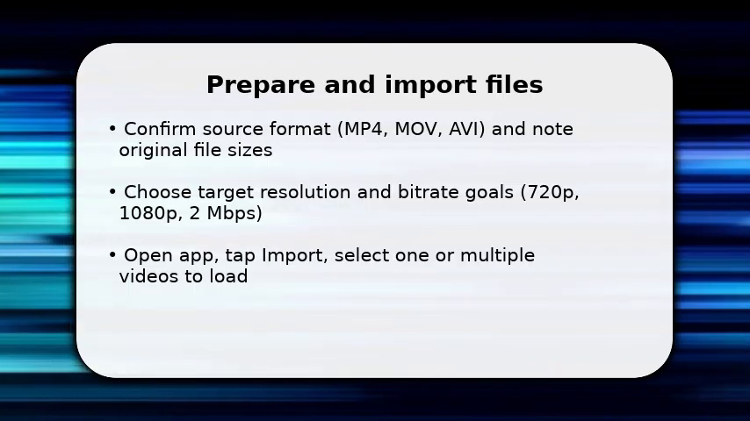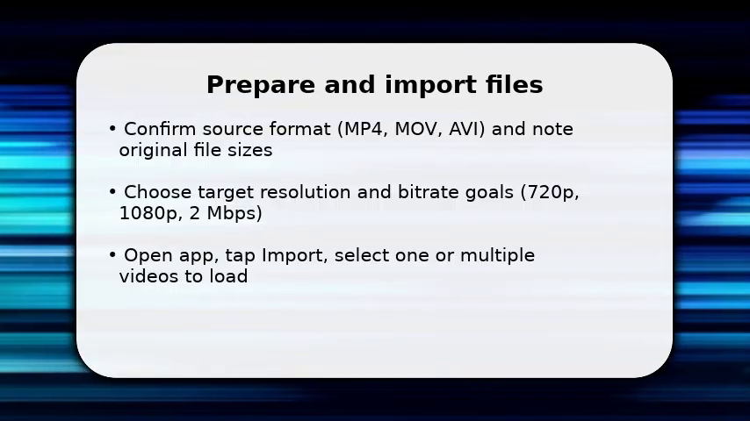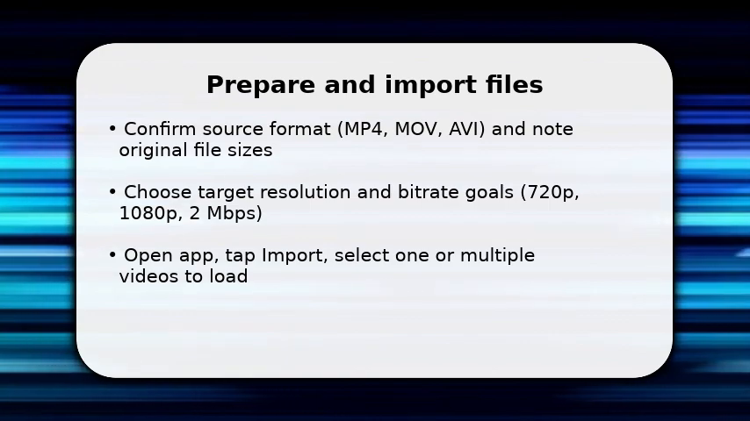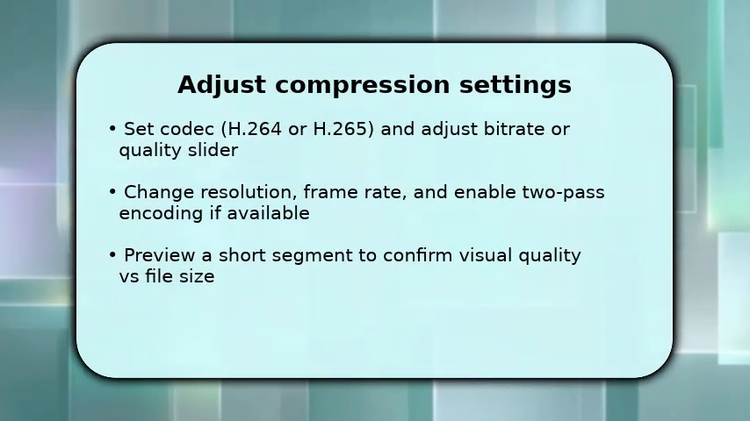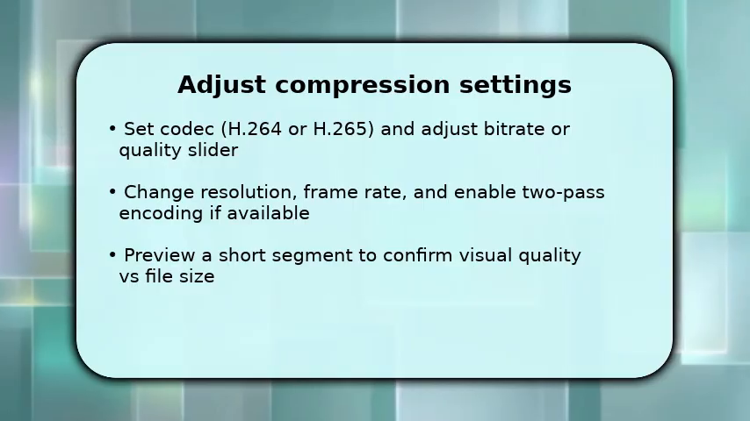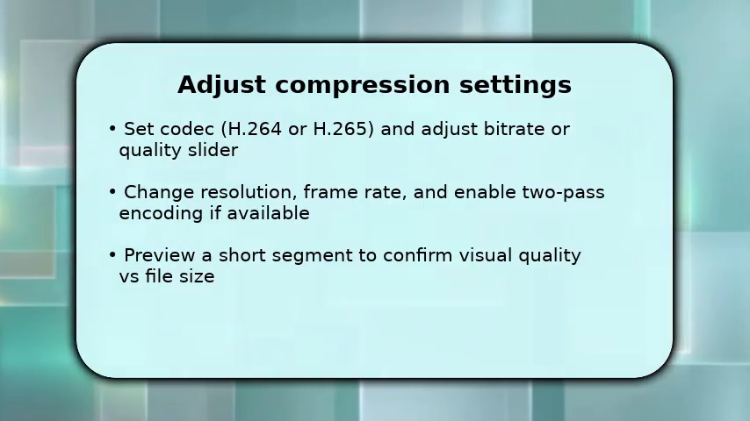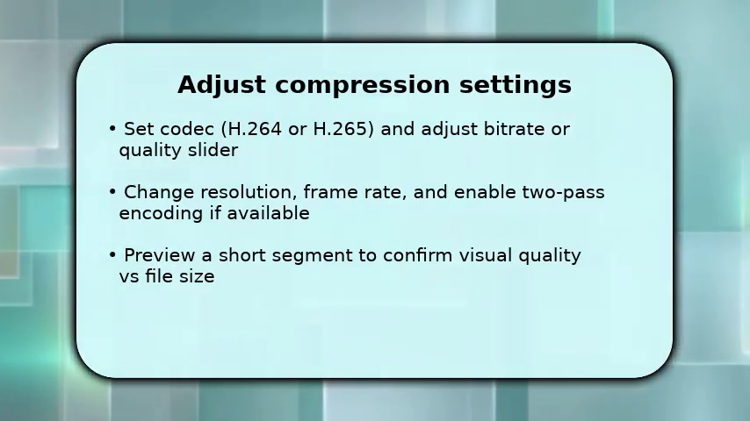Next, pick a compression preset close to your goal so fewer manual tweaks are needed. Now you tweak the core settings. Choose H.264 for compatibility, or H.265 for smaller files when supported. Once chosen, set bitrate or quality. Lower bitrate reduces size but may introduce artifacts, so preview.